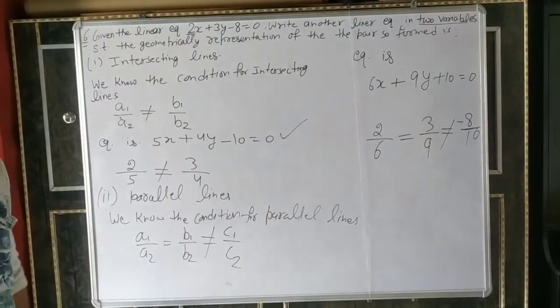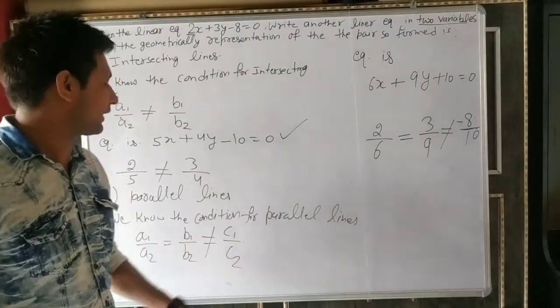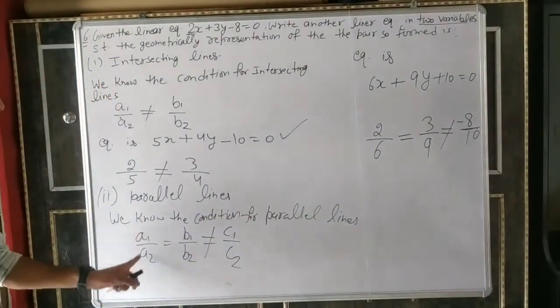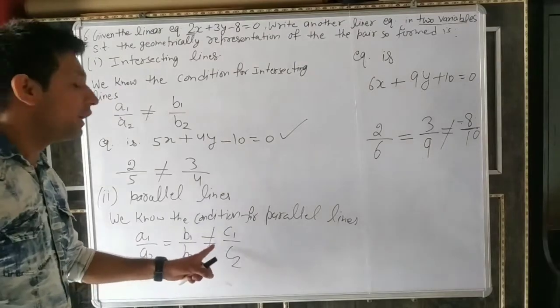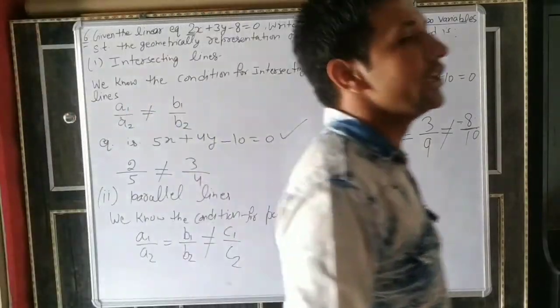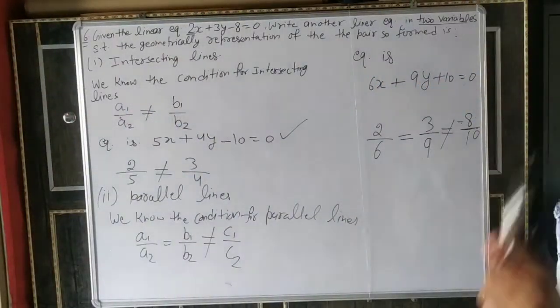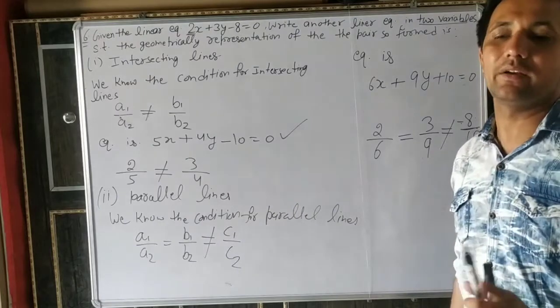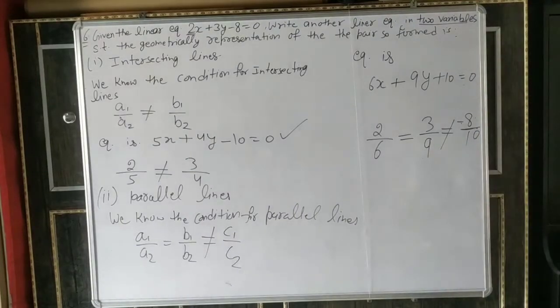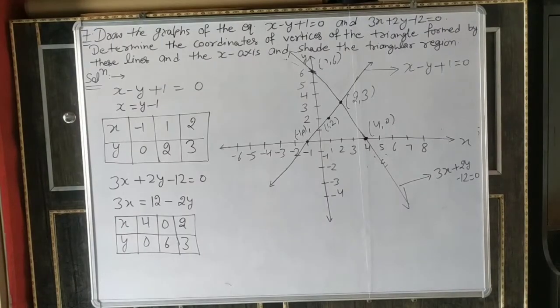Coincident line. What is the condition for a coincident line? A1 by A2 equal to B1 by B2 equal to C1 by C2. You have to think yourself. Understand it? Now the last question of this exercise, the 7th question. Look at the 7th question now, the last question of exercise 3.2.